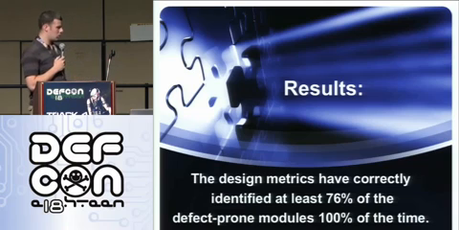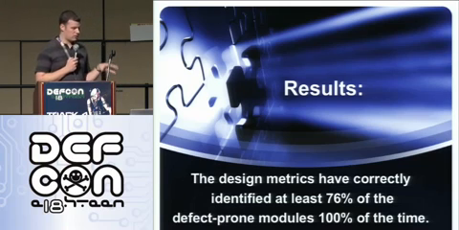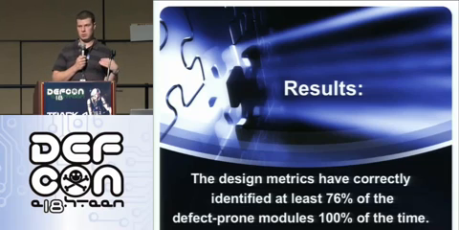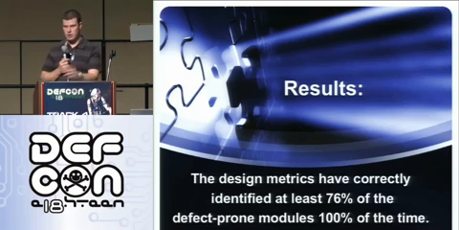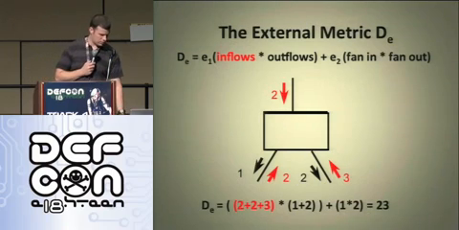Now, on the results for the actual reliability metrics, they have correctly identified, in the worst case scenario, 76% of the defect-prone modules. Now that's in the worst case scenario. That means the worst time you ran it was 76. It's almost always higher than that, generally closer to 80 or 90%.